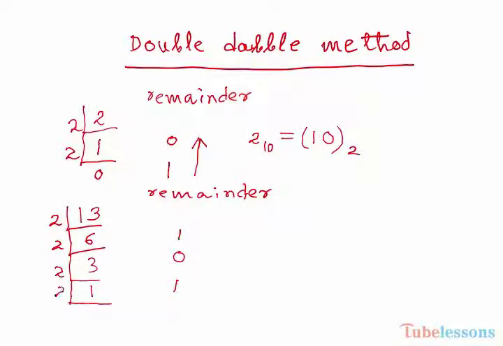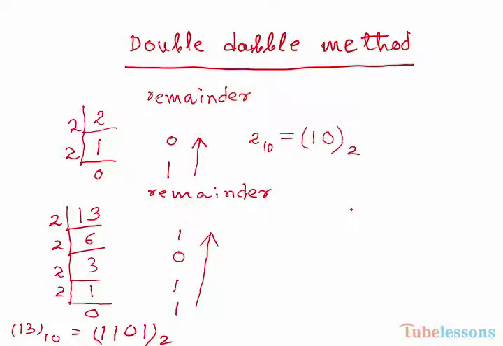Again divide by 2. Now the quotient is 0 and the remainder is 1. So we don't need to do this step again. So that means decimal number 13 is equivalent to a binary number. Arrange all remainders from bottom to top. First 1, then 1, then 0, then 1. So that is the answer.